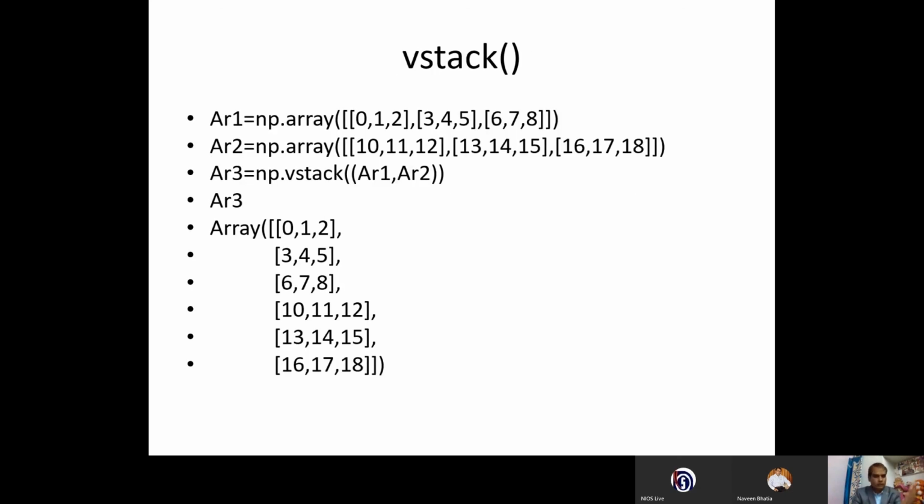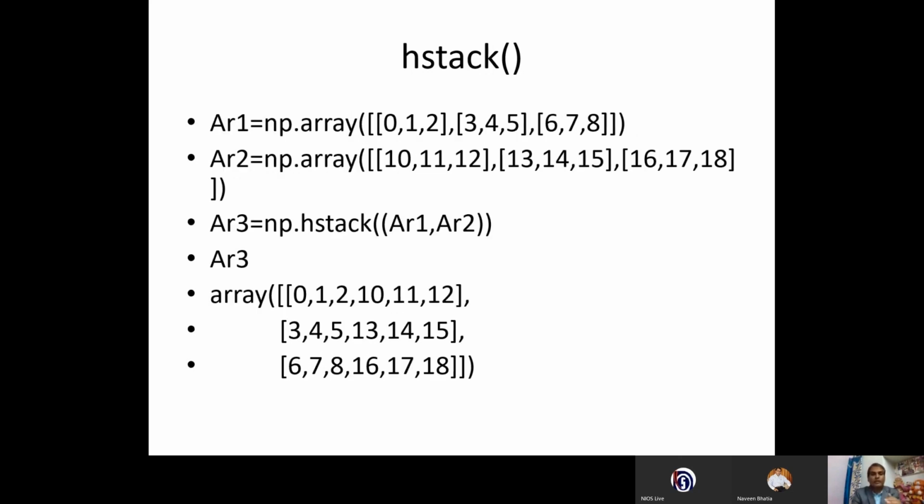Vertical joining means the entire first array will come as it is and the second array will come as it is, and they will join. But when it is horizontal joining, the first element of the first array and the first element of the second array will join together. Please try to understand this. The second element of the first array and the second element of the second array will join together. This is there in front of you.